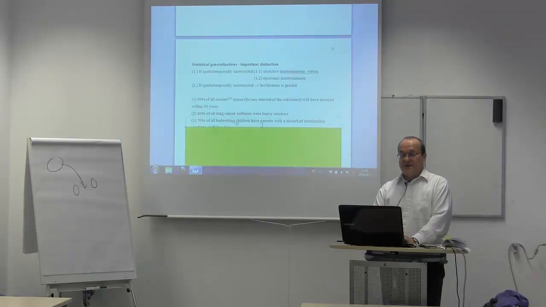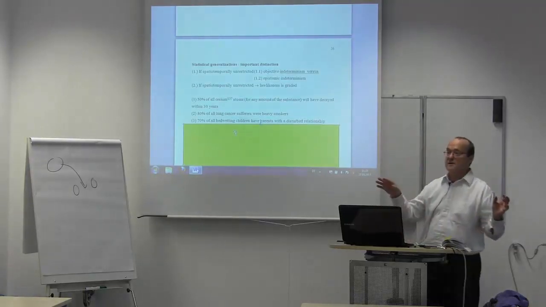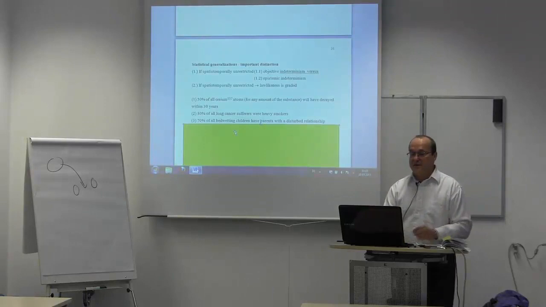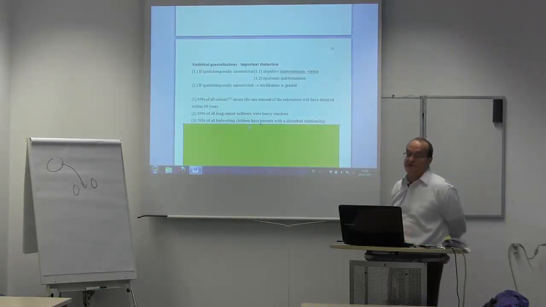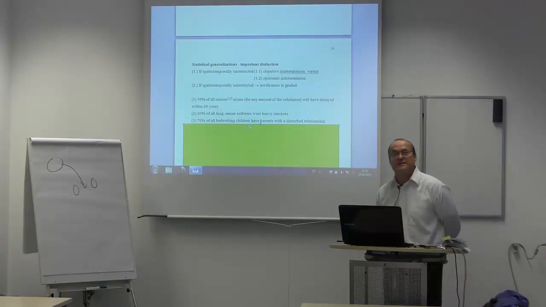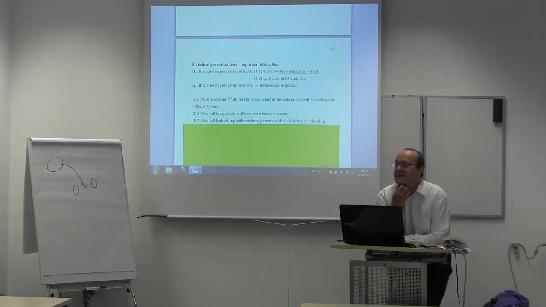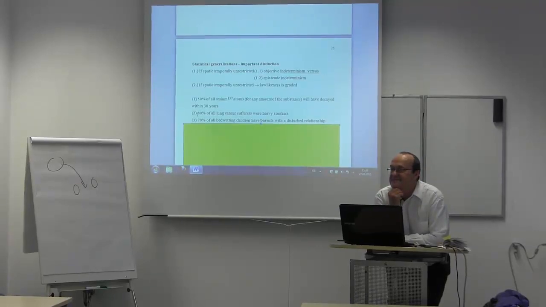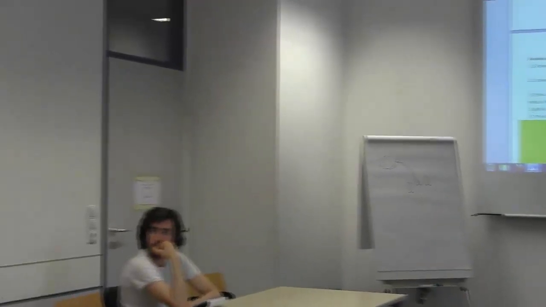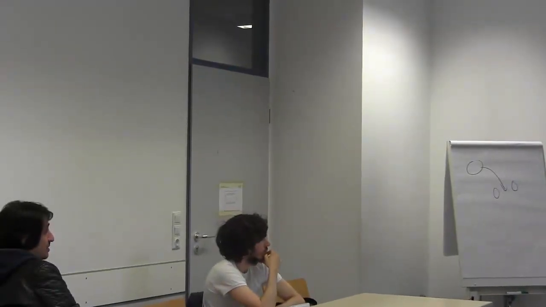Now let's go to some more special sciences, like psychology. 70% of all bedwetting children have parents with a disturbed relationship. What do you think? Is that law-like? And if yes, what is the difference between 2 and 3? What would you say? Any ideas? You maybe? Well, I mean, again, it might be underlying causes that make it as law-like as number 2. But I think there's a difference between the two.